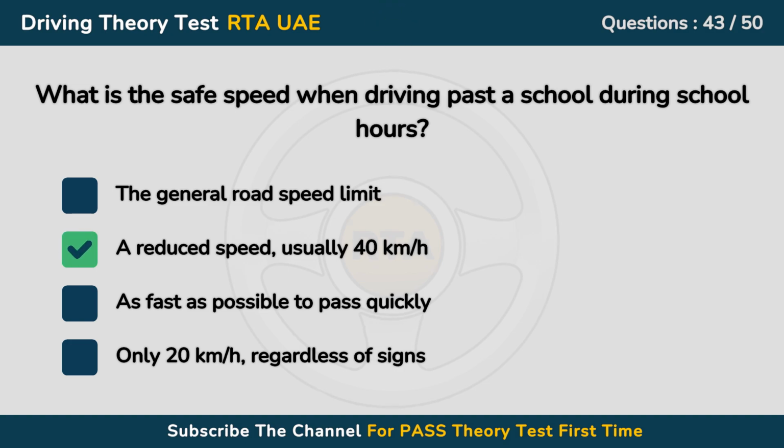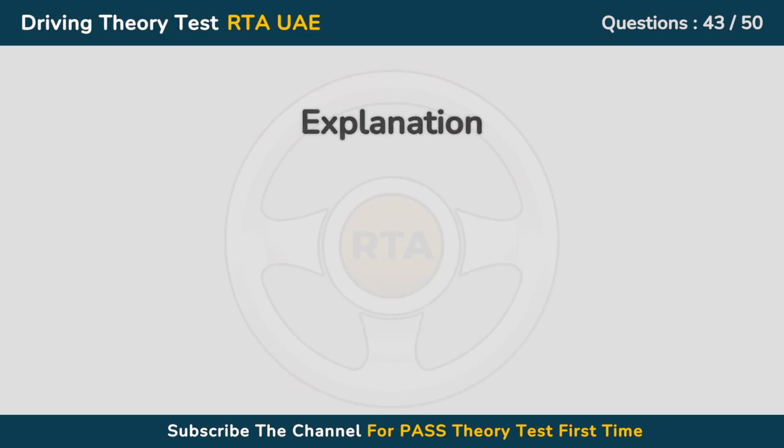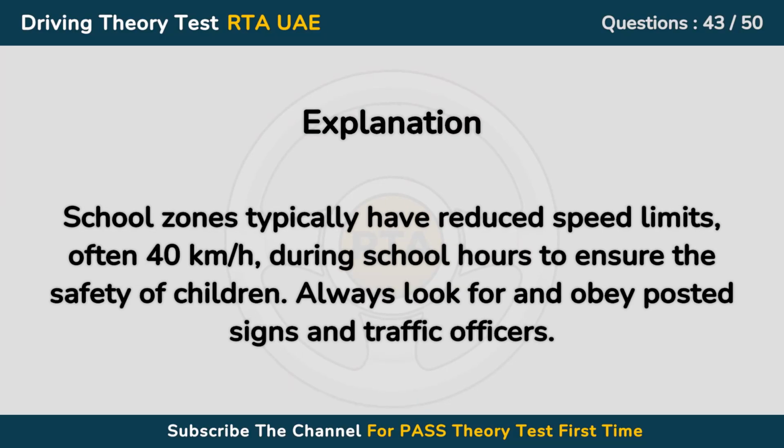Answer is B. A reduced speed, usually 40. School zones typically have reduced speed limits, often 40, during school hours to ensure the safety of children. Always look for and obey posted signs and traffic officers.